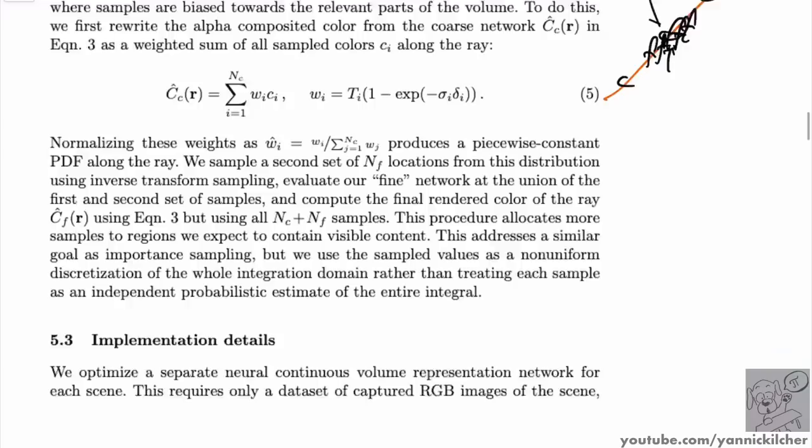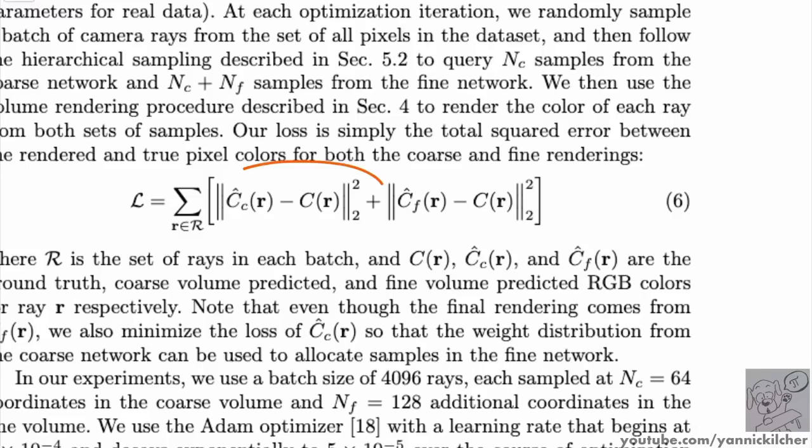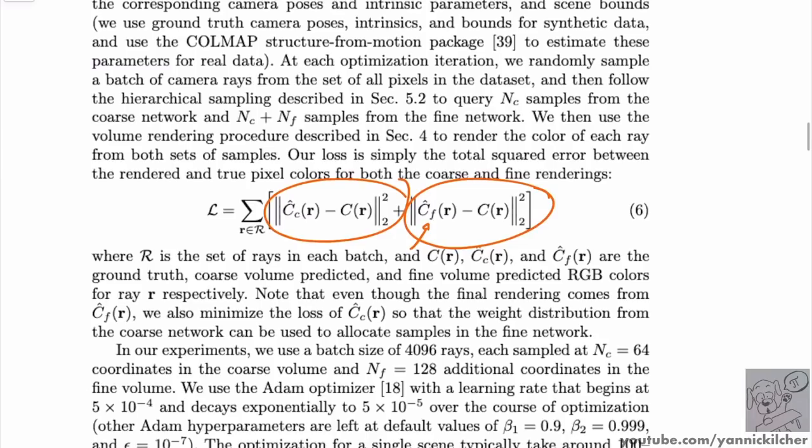So here you see the loss. The loss is a combination now of the coarse network and the fine-grained network. And you need to optimize both, even though the final view is only going to come from the fine-grained network, right? You need to optimize both because the coarse grain network can tell you where the important stuff is.